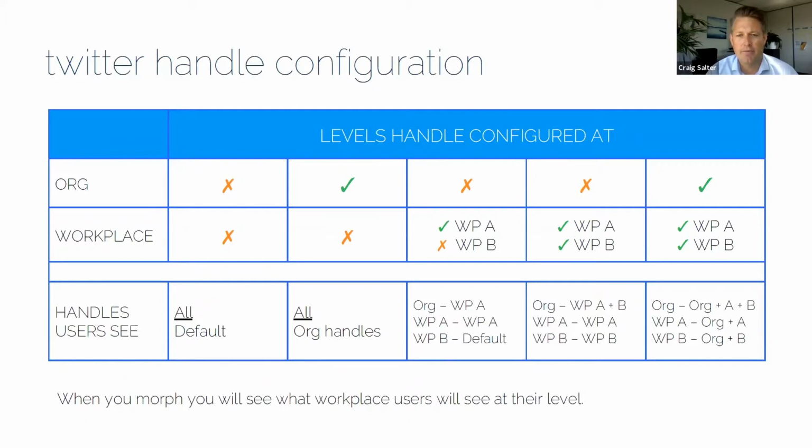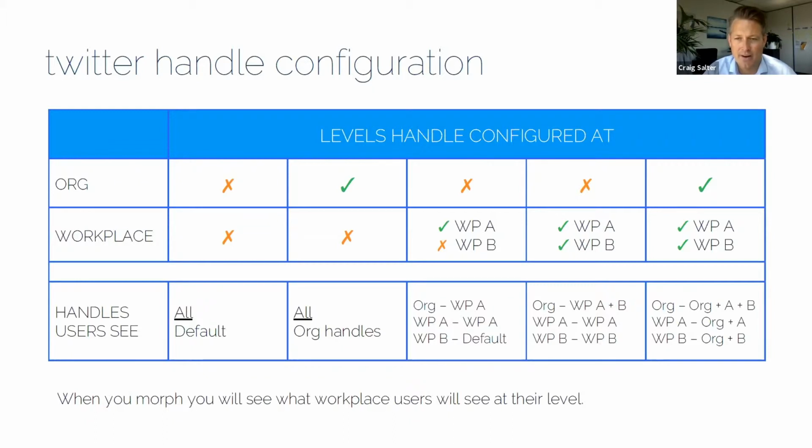As we move over one further, we've got nothing configured at the organisational level, but at Workplace A we have something configured and at Workplace B we have something configured. In this instance, the organisational users will see those handles that have been configured from, I guess, a combination of Workplace A and B. Workplace A will just see Workplace A and Workplace B will just see Workplace B.